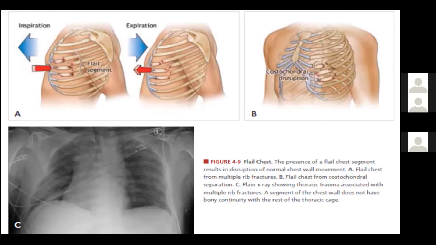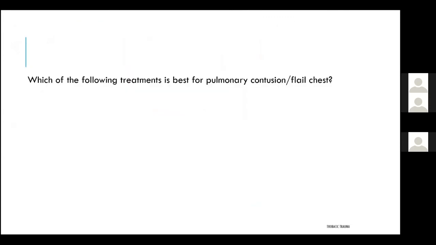How can you diagnose it? Clinically: inspection, palpation, percussion, auscultation. So the management here. Remember, if you want to pass the exam, remember ABC. You will pass the exam, inshallah, with that. So airway, breathing, circulation. But there is a specific thing in the management of flail chest.